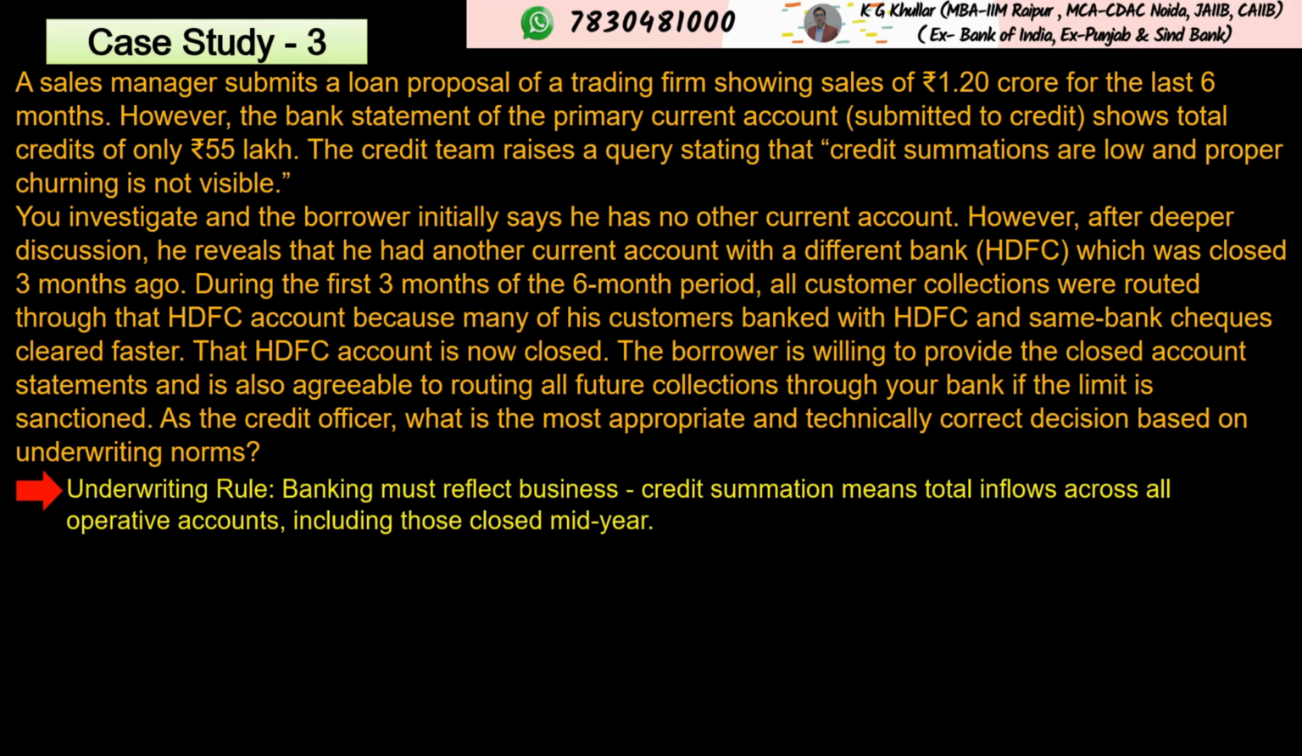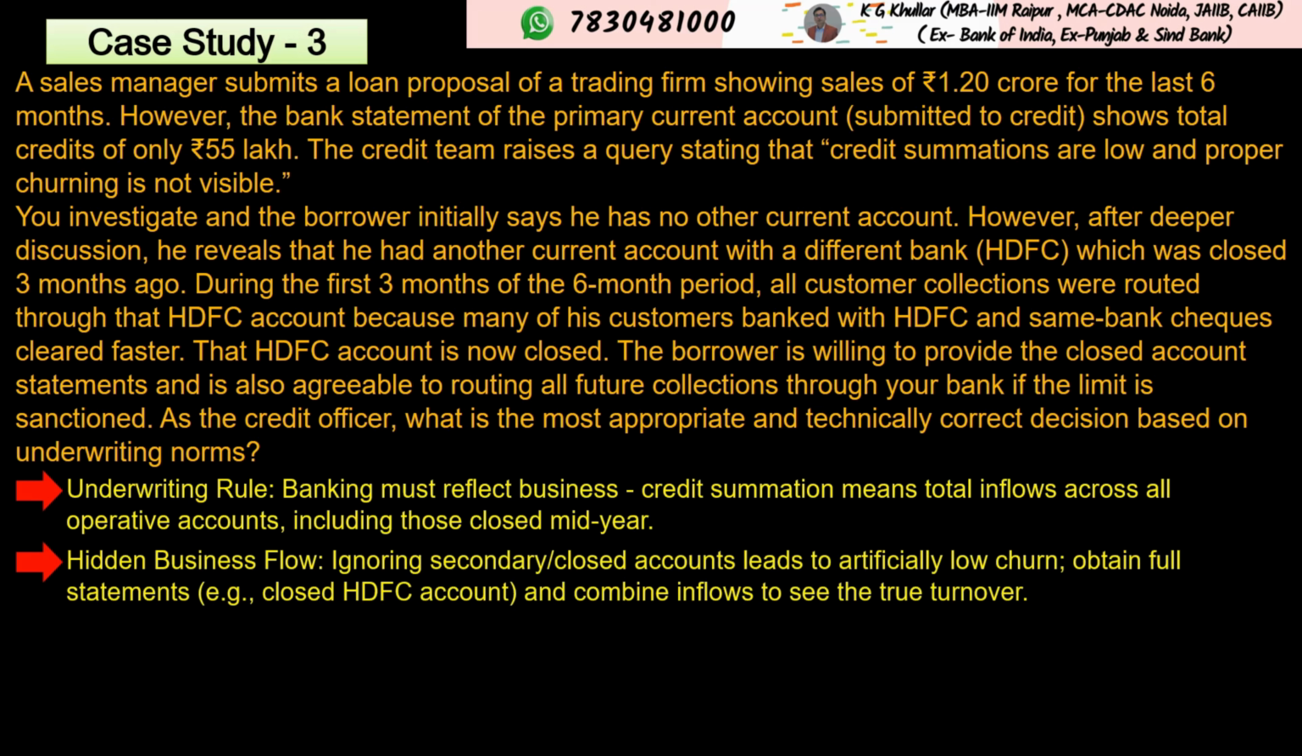Many sales managers make the mistake of relying only on the active account, but as I always tell you, credit summation means total inflows across all operative accounts, including those that were closed mid-year. In this case, the borrower was routing genuine business through another bank and that account remained active for half of your analysis period. If you ignore it, naturally the churning will appear low.